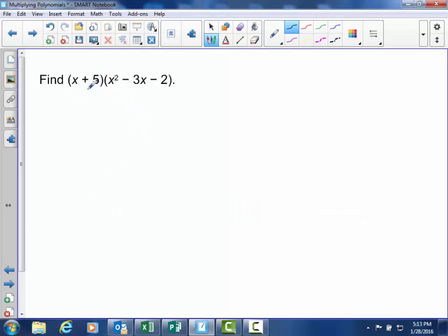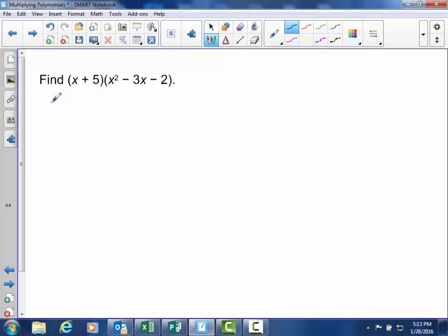Okay, and this one's a little bit more involved, because now we have x plus 5 times x squared minus 3x minus 2. So we have a binomial times a trinomial. So this is a little more work. I'm going to go ahead and show it to you using distributive method and the box method, and you can decide which you prefer on that. And I guess I'll go ahead and do vertical method too while we're at it.